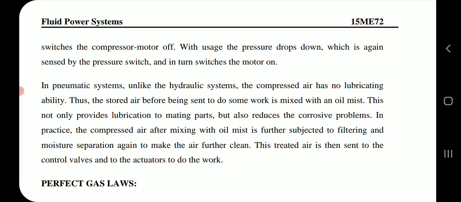In practice, the compressed air after mixing with oil mist is further subjected to filtering and moisture separation again to make the air further clean. This treated air is then sent to the control valves and to the actuators to do the work.